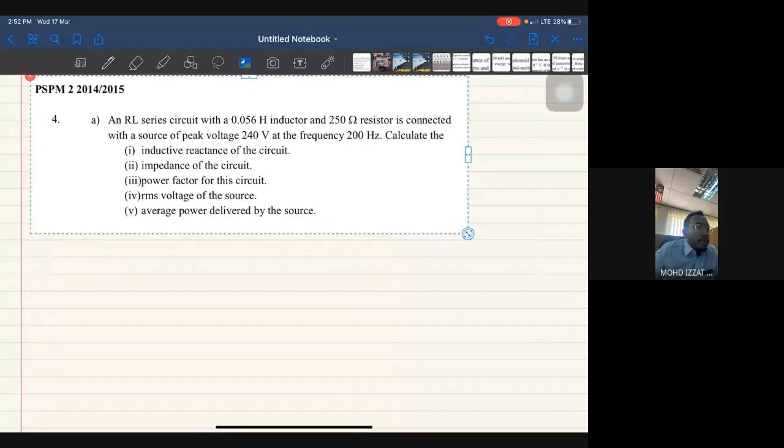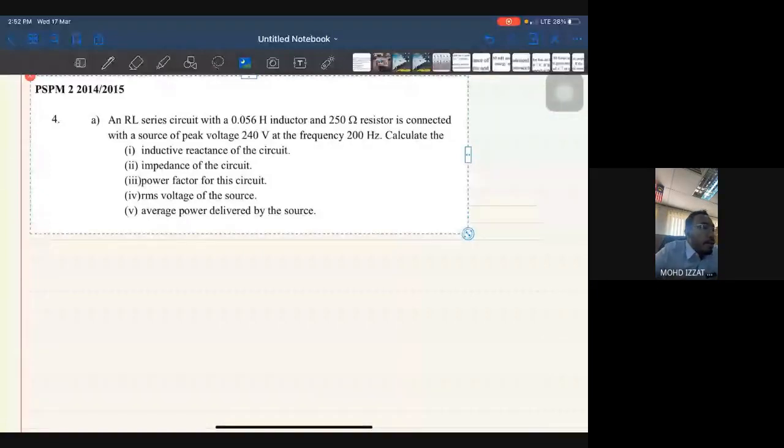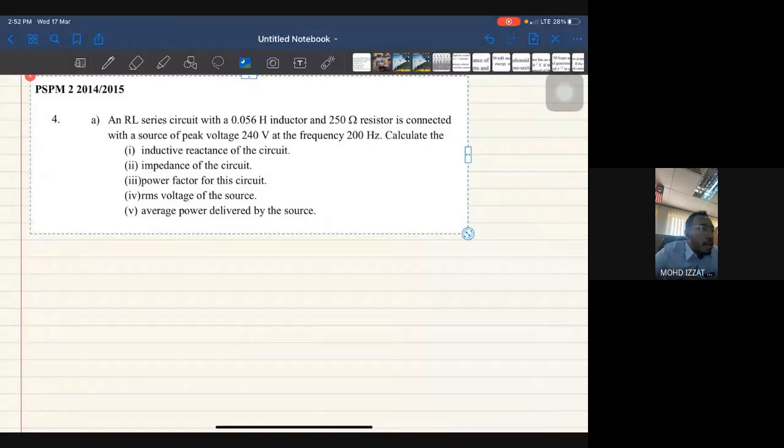Okay, if you are reading this question, soalan dia kata an RS series circuit with 0.056 H and 250 ohm resistor is connected with a source of peak voltage 240 volt at the frequency of 200 Hz. Calculate inductive reactance, impedance, power factor, RMS voltage and average power. So all the things that we learn lah. Soalan ni pendek-pendek je, dan dalam exam macam tu juga biasanya.